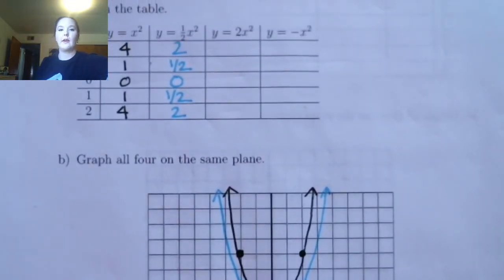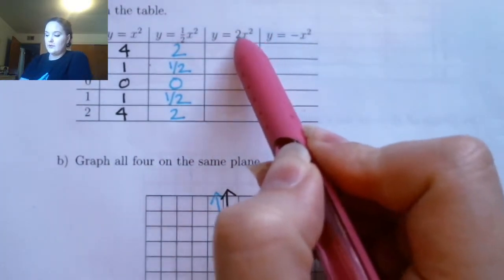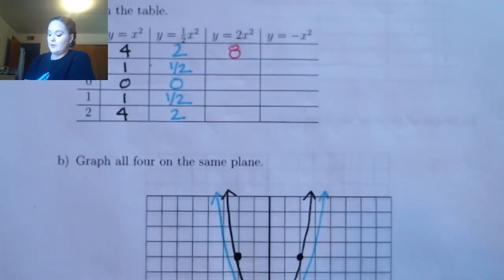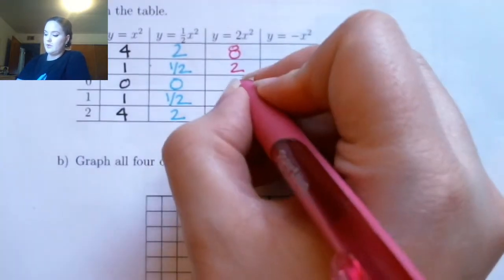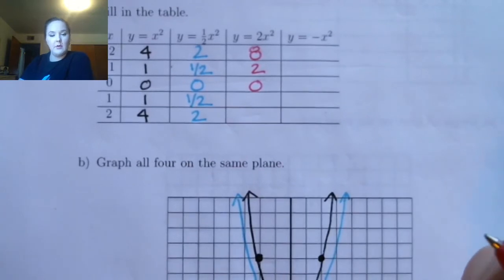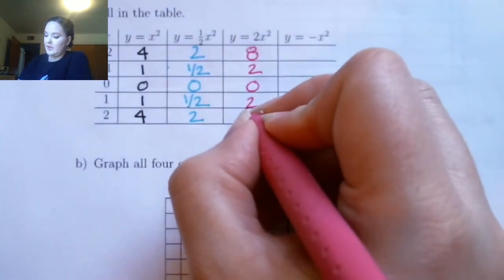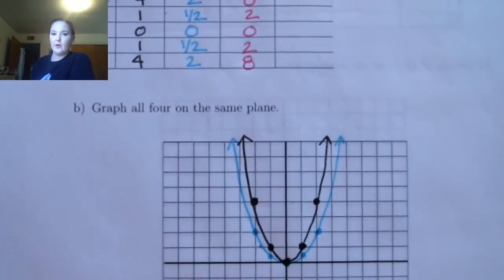So I have y equals 2x squared. Negative 2 squared is 4 times 2 is 8. Negative 1 squared is 1 times 2 is 2. 0 squared is 0 times 2 is 0. 1 squared is 1 times 2 is 2. 2 squared is 4 times 2 is 8. Now I'm going to graph all of these points.